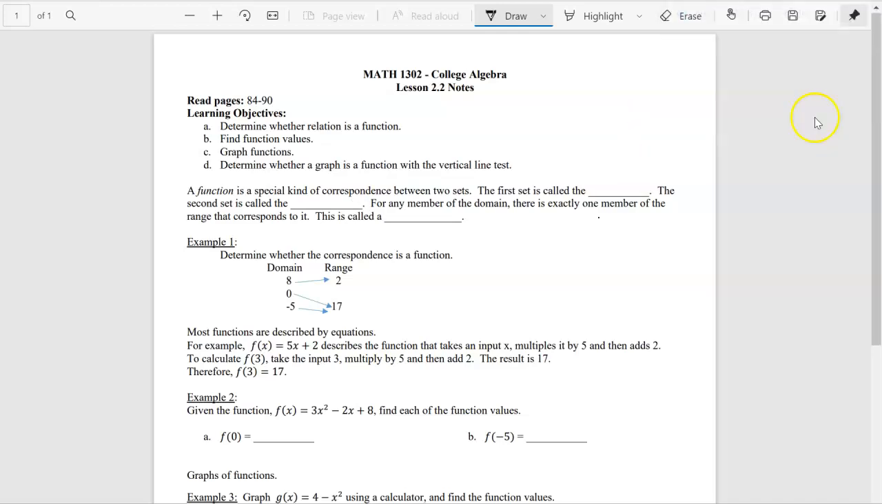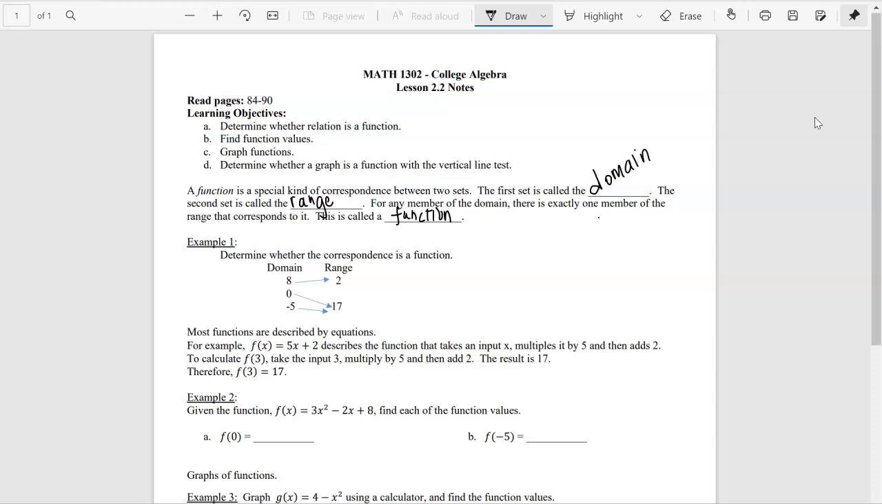The first set is called the domain. Okay, and this also refers to your x values. And the second set is called the range, which are your y values. For any member in the domain, there is exactly one member of the range that corresponds to it. This is called a function.